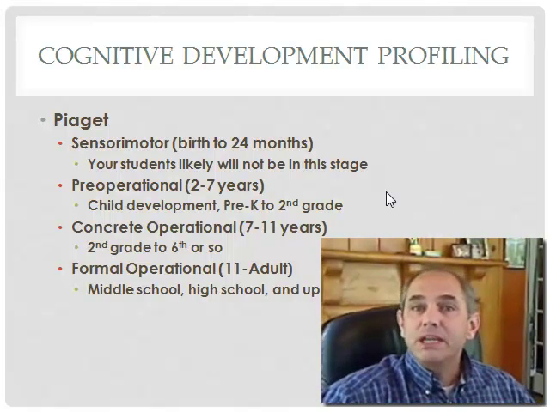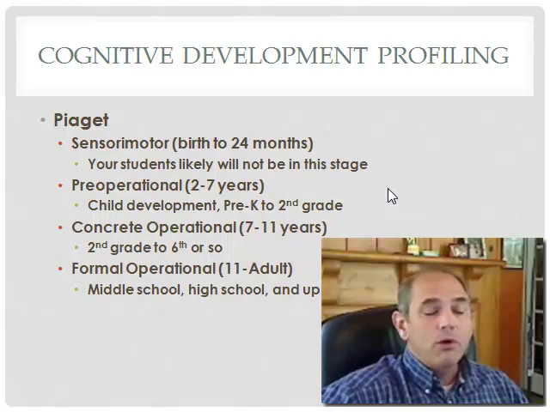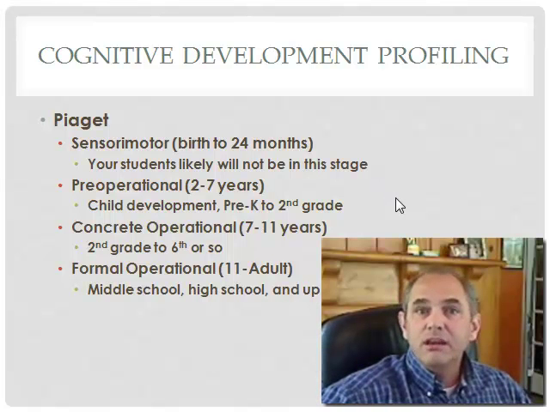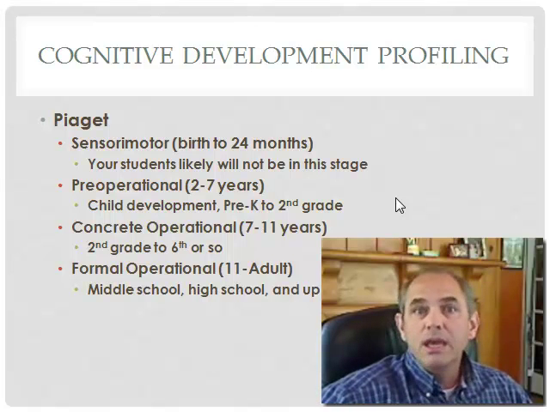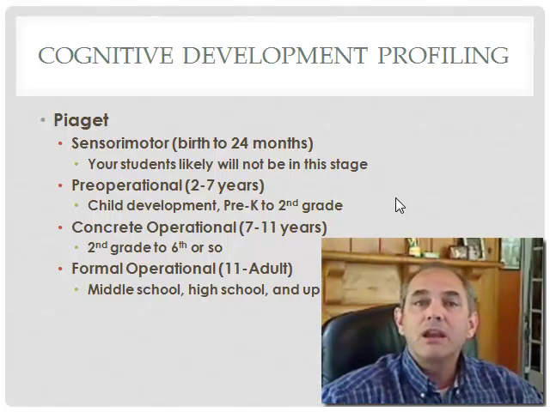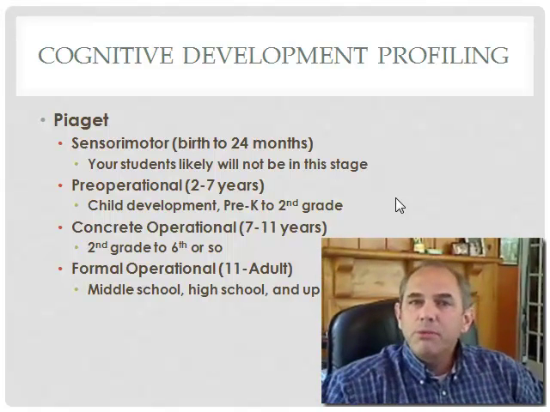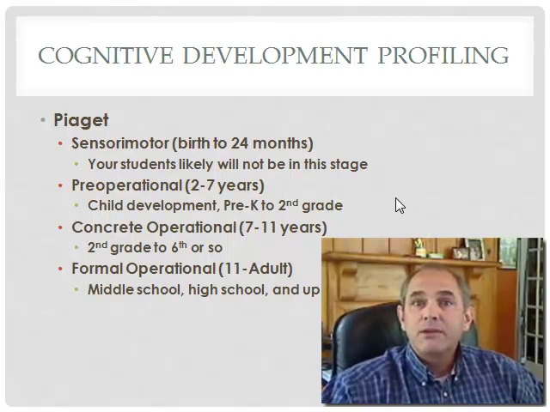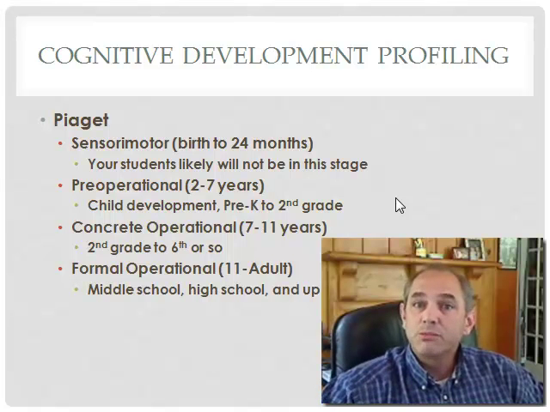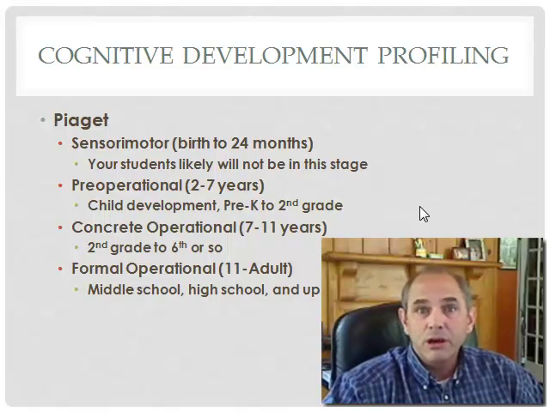Now, Piaget's theory will have 4 different stages in it. The 4 stages are sensory motor, which is 0 to 2 years, or 0 to 24 months, during which time there's a lot of development, but we're going to be practical about our application here, and we're going to assume that as a regular classroom teacher, the likelihood of you having somebody who is sensory motor is pretty low.